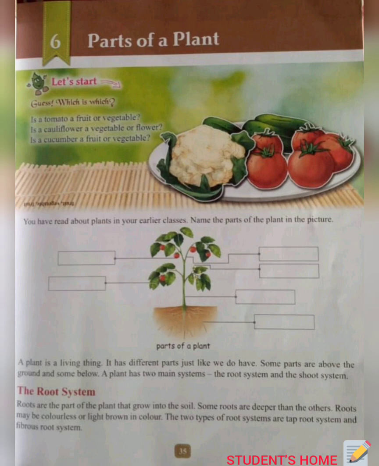So, roots are the parts of the plant that grow into the soil. Some roots are deeper than the others. Roots may be colorless or light brown in color. The two types of root system are taproot system and fibrous root system.